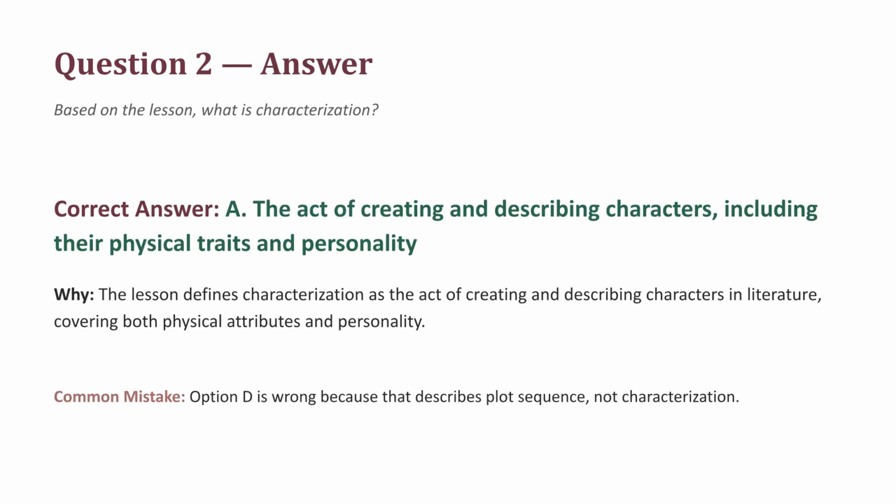Cognitive level: understanding. The correct answer to question 2 is A. The act of creating and describing characters, including their physical traits and personality. The lesson defines characterization as the act of creating and describing characters in literature, covering both physical attributes and personality. Option D is wrong because that describes plot sequence, not characterization.